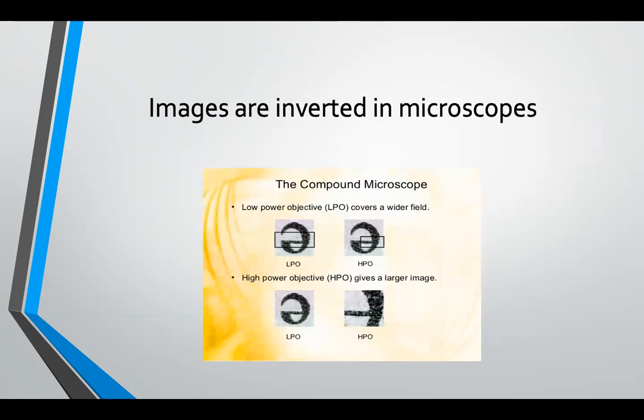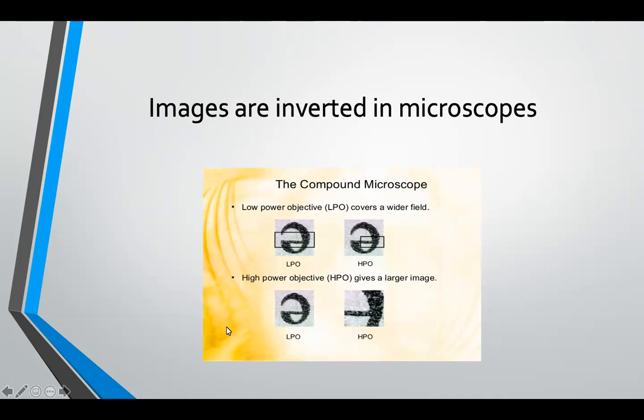Images are always inverted in microscopes. So what that means is, if you were to place a specimen underneath the microscope, the image is always inverted, and that means it's backwards and upside down. So if we were to put the letter E right side up underneath our microscope in the sample, what we would actually see is the E upside down and in reverse. So that's what the microscope does.